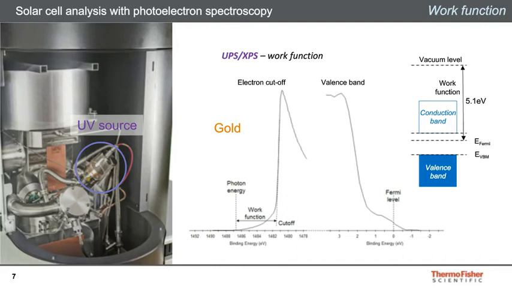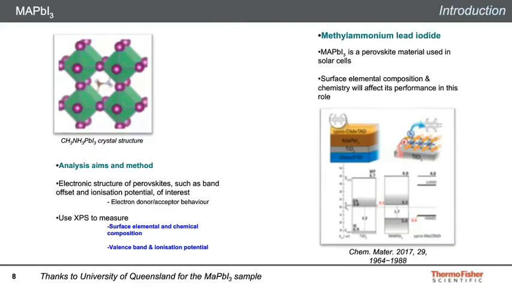In this example, we will see how XPS can be used to measure elemental and chemical composition information for the solar cell perovskite methyl ammonium lead iodide. The analyst needs to know this composition information because it can affect the performance of the solar cell device. Additionally, we can see how further XPS measurements can measure the valence band offset and ionization potential of the film.